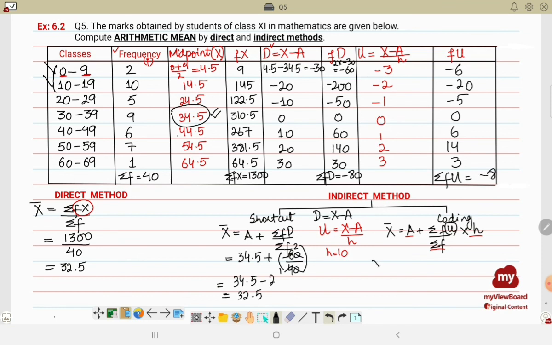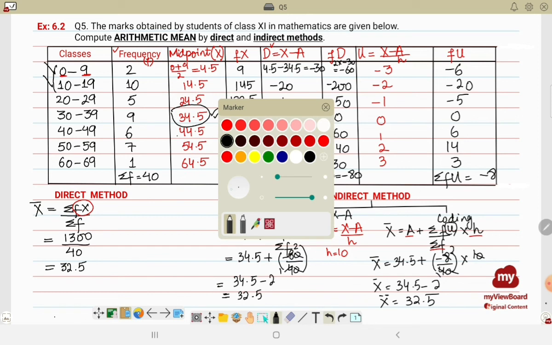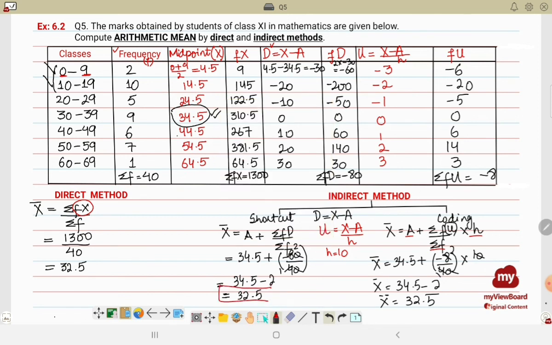Let's insert the values. x bar is equal to 34.5 plus sigma fu, in its place we put -8, divided by 40 multiplied by h which is 10. 0 0 cancels, 4 1 times 4, 4 2 times is 8, plus into minus is -2, so you got 32.5. So you see we got the arithmetic mean, we have found it by all the methods, by the direct method and indirect method. I hope the steps are clear to you. Thank you so very much.